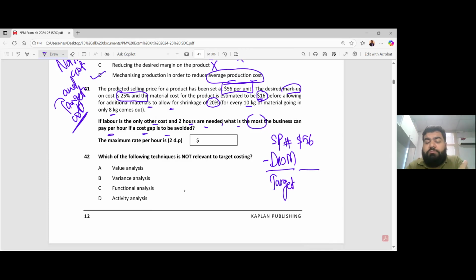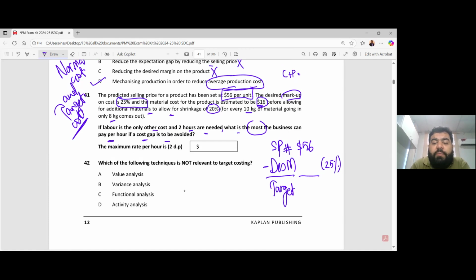Markup means that cost is 100%. Margin means selling price is 100%. Markup means cost is 100%. If cost is 100% and markup is 25%, we know that cost plus profit is equal to selling price.